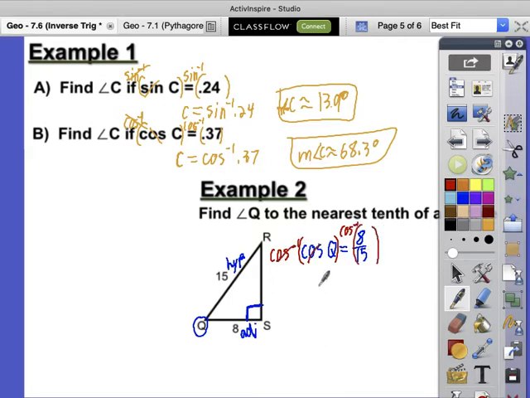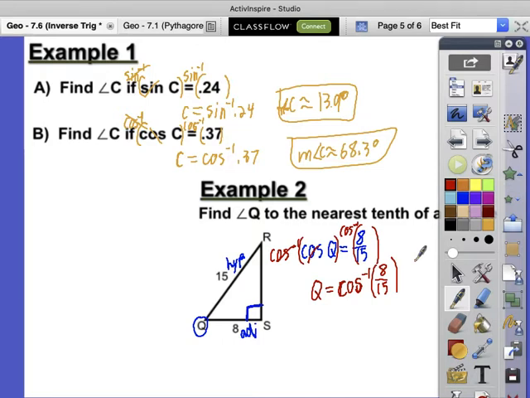Inverse cosine and cosine undo each other. So we have angle Q is now equal to the inverse cosine of 8 over 15. We'll put that in parentheses, where we're taking the sine or inverse sine, or the inverse trig function of. So now in your calculator, you can just type in inverse cosine 8 divided by 15, close your parenthesis, and you get the measure of angle Q.